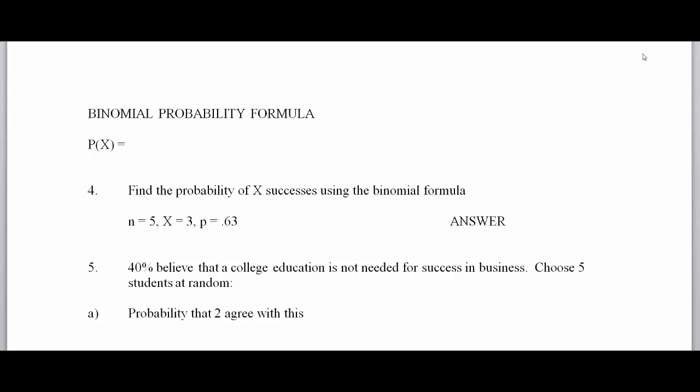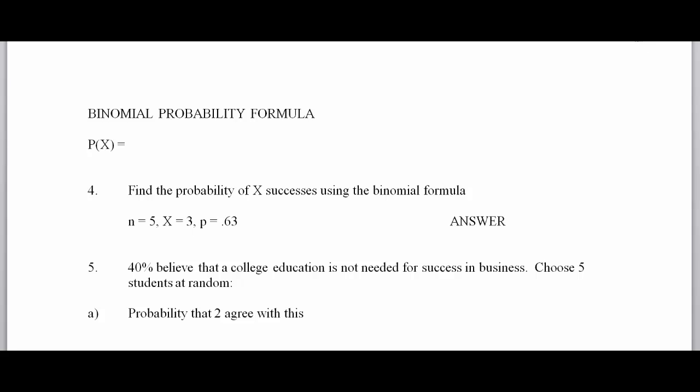This is Mr. Anderson for Kellogg Community College, and today we are going to be in Chapter 5, the second part of our test review for Unit Test 2. We're going to be doing the second page of the unit review, which is specifically about the binomial probability formula and all the fun things we can do with that.